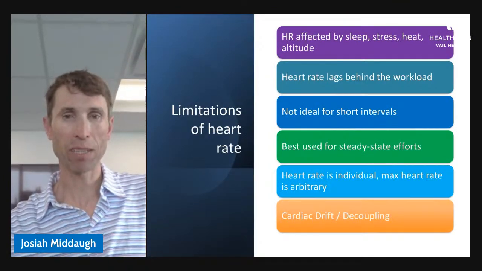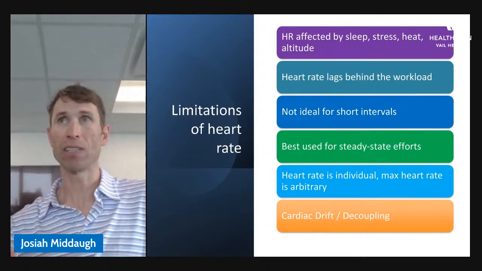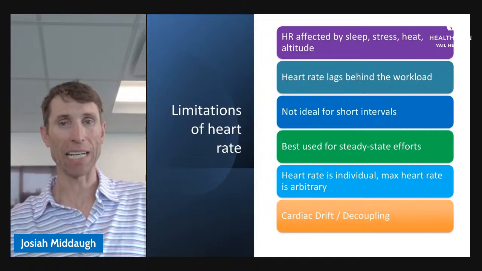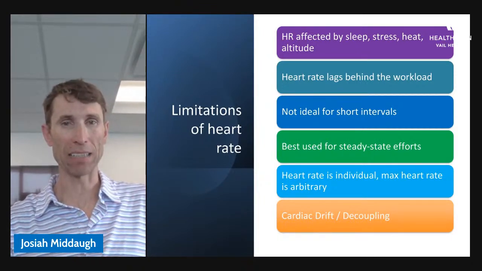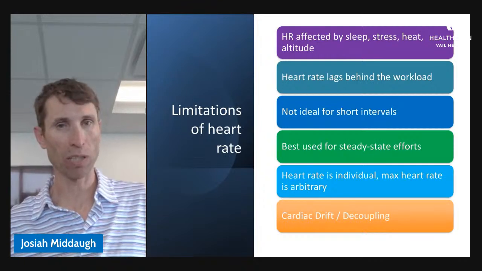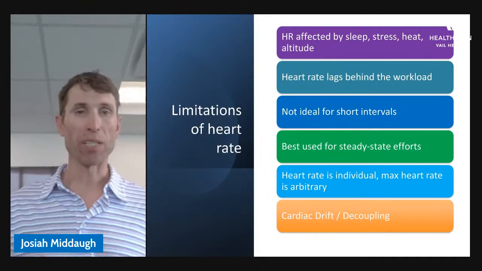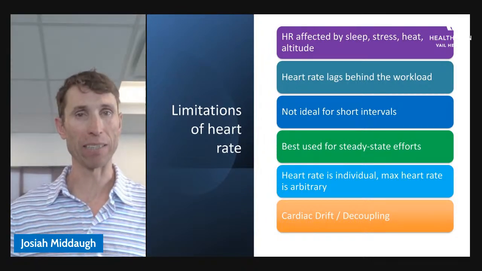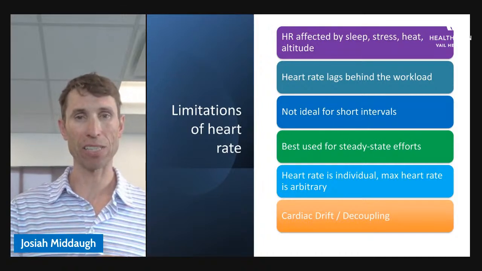All right, so some of the limitations of heart rate. Like I said, I still think it is hands down the best metric that we have to gauge, but there are limitations. The biggest thing that I think is that it lags way behind the workload. And so if we're trying to jump into a zone 4 or 5 interval, it might take a little bit of time to get there. So it's really good for those long, steady state efforts.